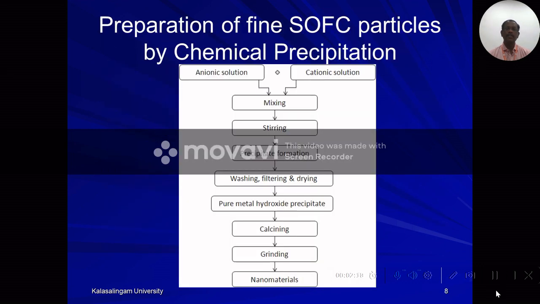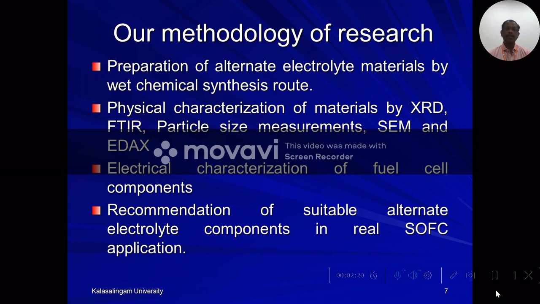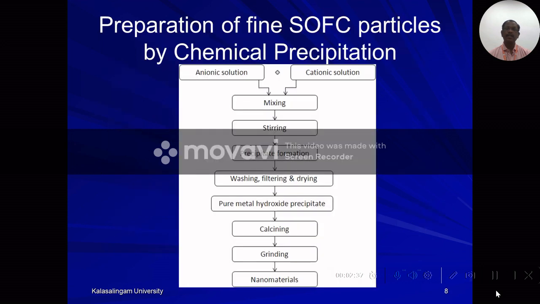Our methodology of research: preparation of alternate electrolyte materials by wet chemical synthesis route, physical characterization of materials by X-ray diffraction, FTIR, particle size measurement, SEM, and EDAX, electrical characterization of fuel cell components, and recommendation of suitable alternate electrolyte components in real SOFC application. Preparation of fine SOFC particles by chemical precipitation, you can find the details in this particular flow chart.